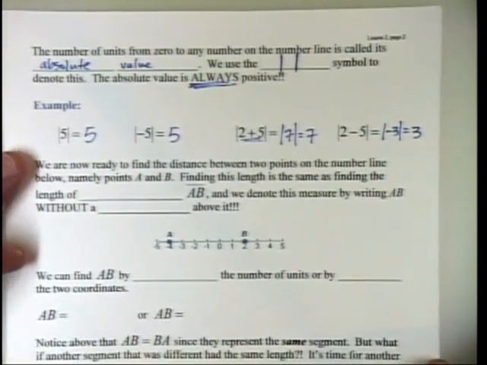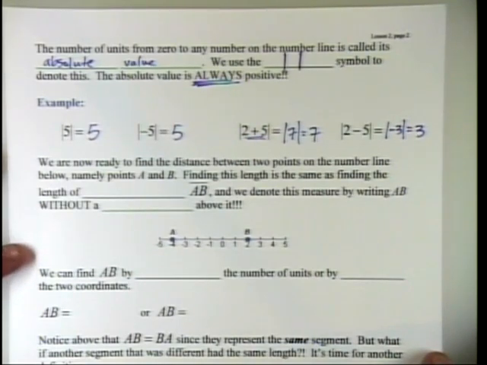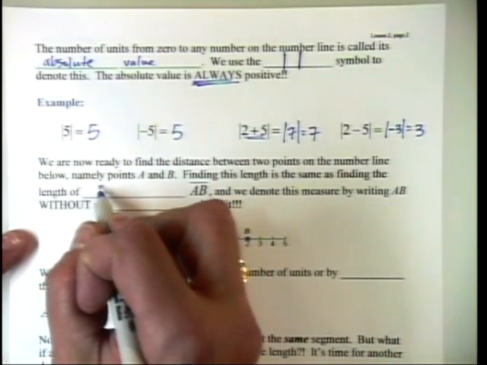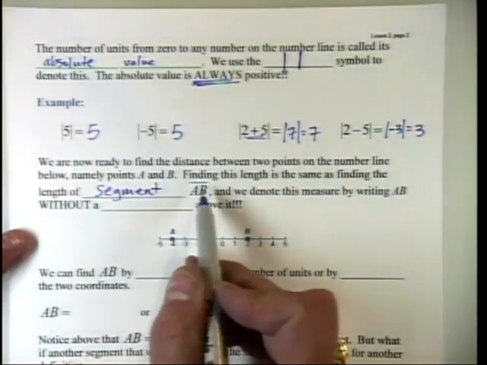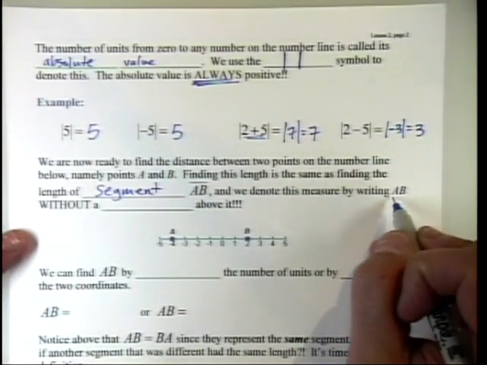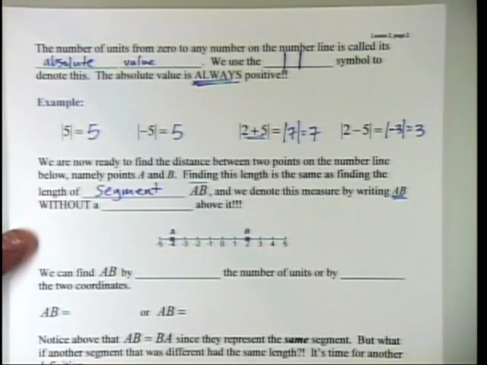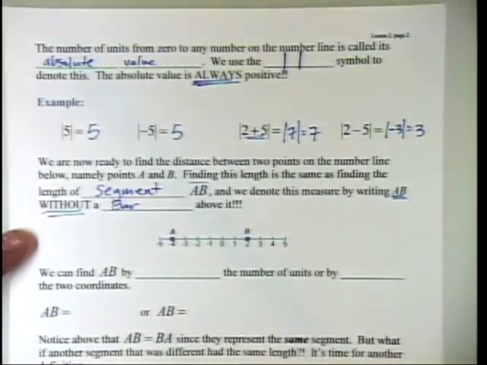You get the idea? We're now ready to find the distance between 2 points on the number line below, namely points A and B. Now finding this length, like I said, is the same as finding the length of segment AB. And again, we notate the segment with the line over AB. And we denote the measure by writing just the capital letters AB without a bar above it.